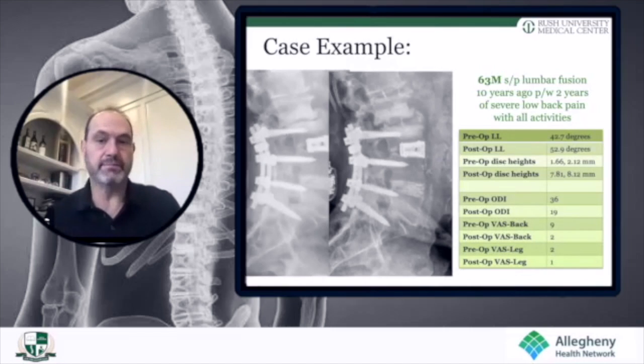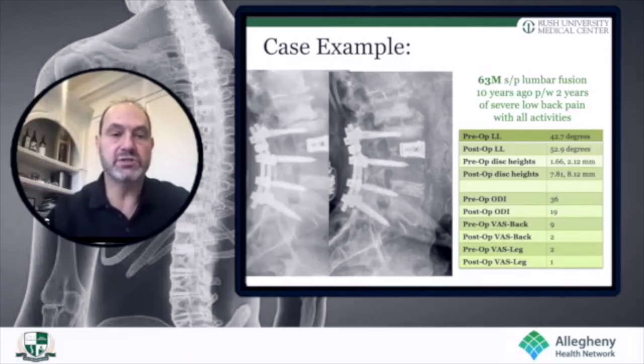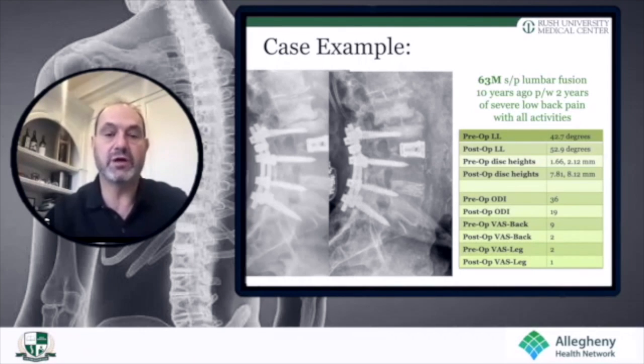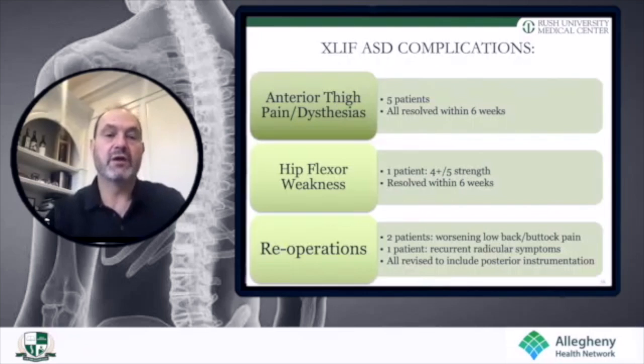Here's just a case example. A patient who had a prior fusion 10 years ago has 2-level adjacent segment degeneration with retrolisthesis. And there you see standalone lateral cages at both levels proximal. We improved lordosis from 42 to 52 degrees. And you can see the ODI, the VAS back going from 9 to 2 out of 10. Not so much leg pain, either pre or post-op in this patient, but very good clinical results, very good radiographic results.